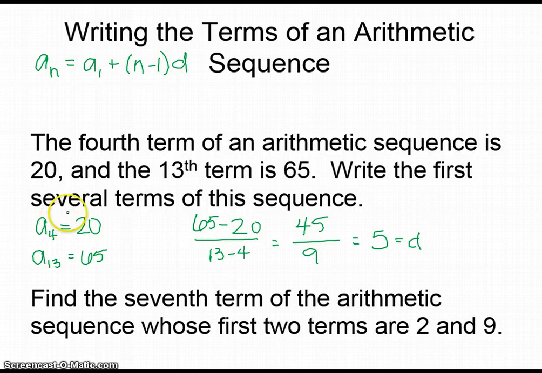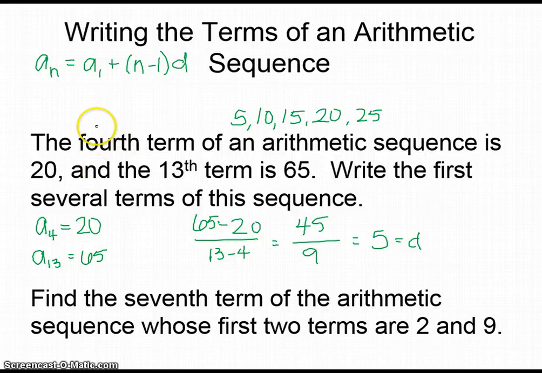So to find my first several terms, let's say, I'm going to have to go up here. 20 was my 4th term. To go backwards, I would subtract 5, subtract 5, subtract 5. This would be 1st, 2nd, 3rd, 4th term. I could go to 5th term. That should be good for my first several terms.